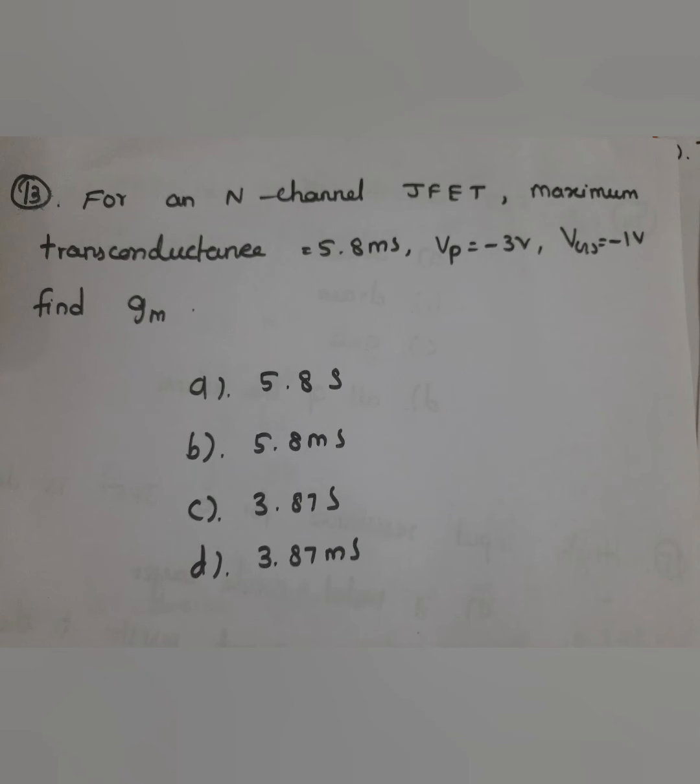13th question, for an n-channel JFET, maximum transconductance is equal to 5.8 millisiemens and VP is equal to minus 3 volt and VGS is equal to minus 1 volt and find GM. Find GM using GMO, VP and VGS value.